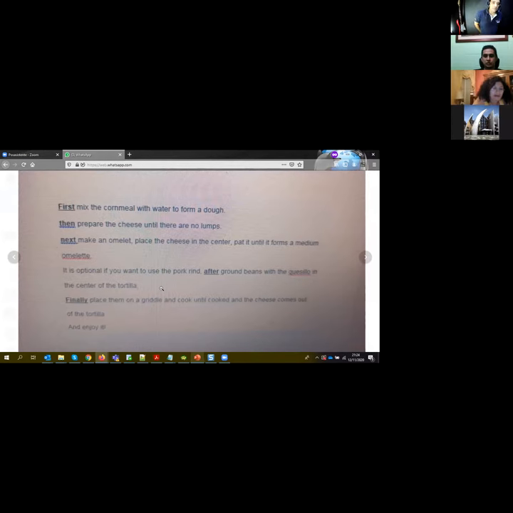It is optional, if you want to use the pork rind. After ground beans with the mozzarella cheese in the center of the tortilla. Finally, place them on a griddle and cook until cooked. And the cheese comes out of the tortilla.